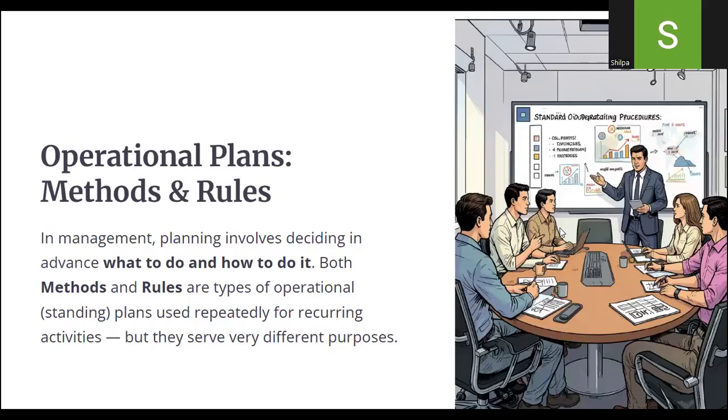Let's begin with our next type of plan, which is very simple. We call it standard methods and rules. Let us start understanding what exactly we mean by standard methods, or methods and rules. In management, planning involves deciding in advance what to do and how to do it. Both methods and rules are types of operational plans which are used repeatedly for recurring activities, but they serve different purposes. So there is a difference between standard methods and rules. Let's have a look at it one by one.